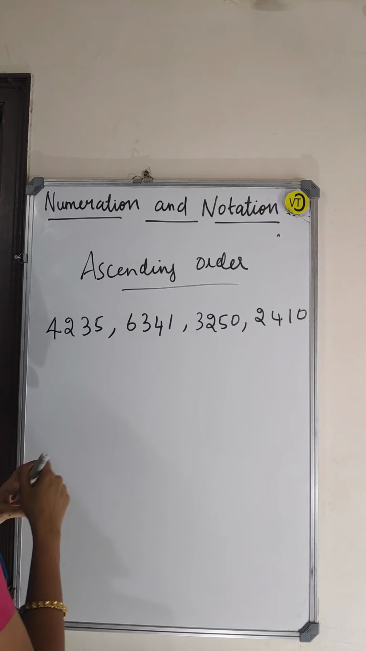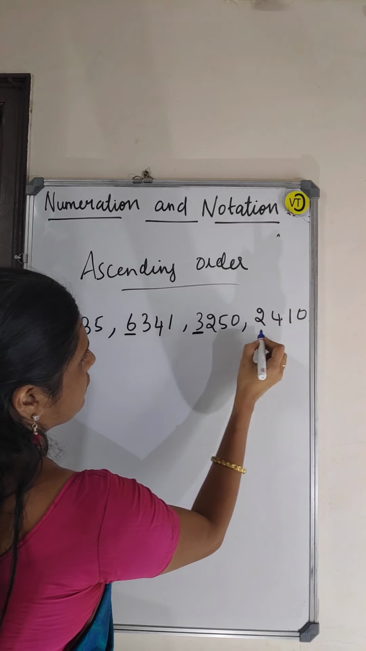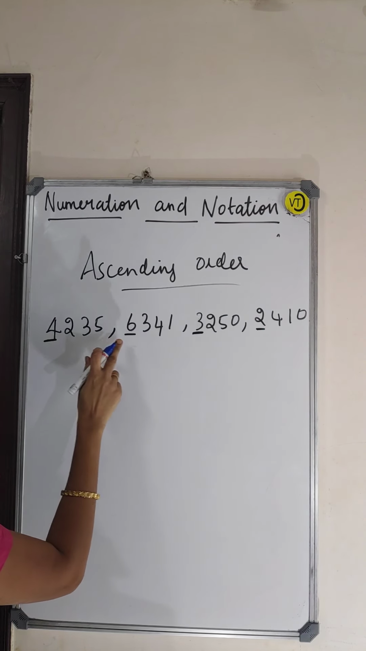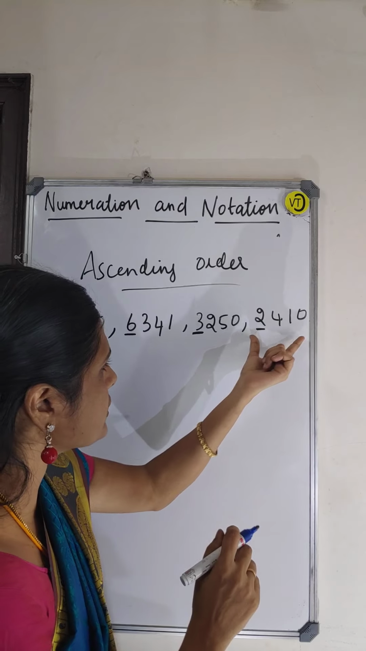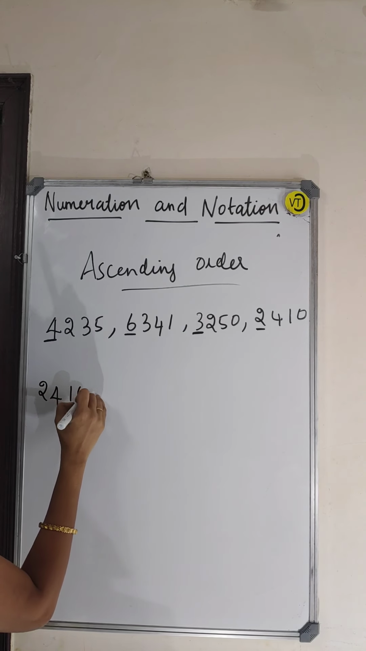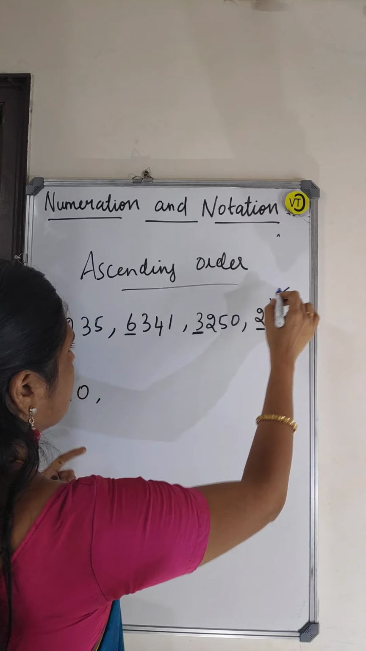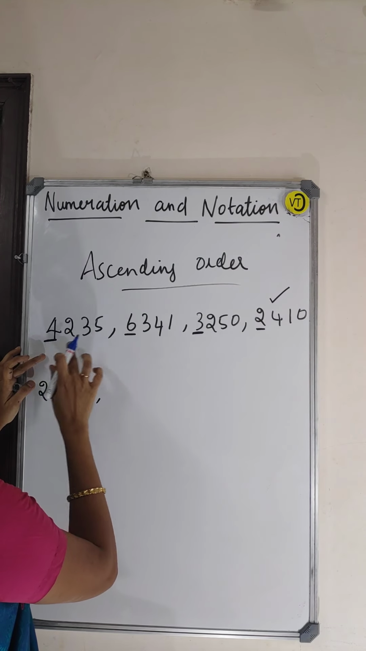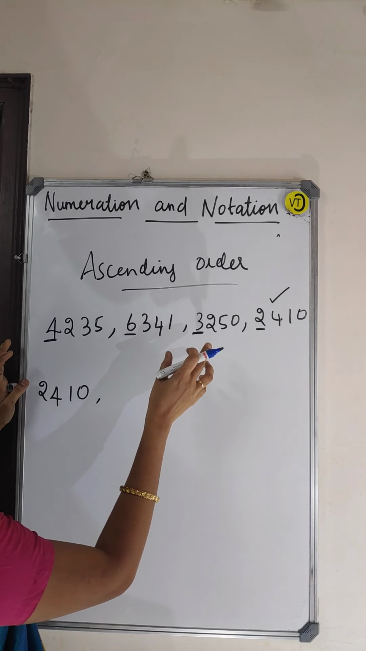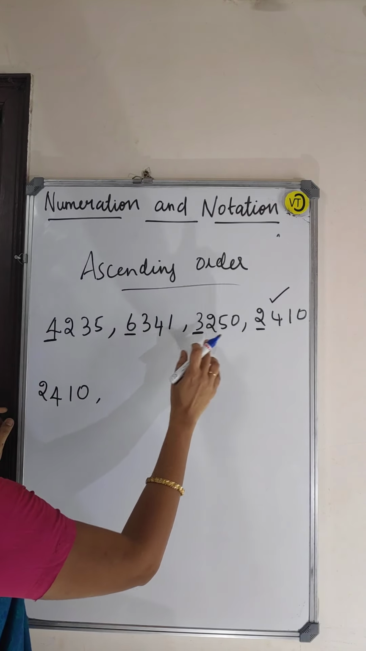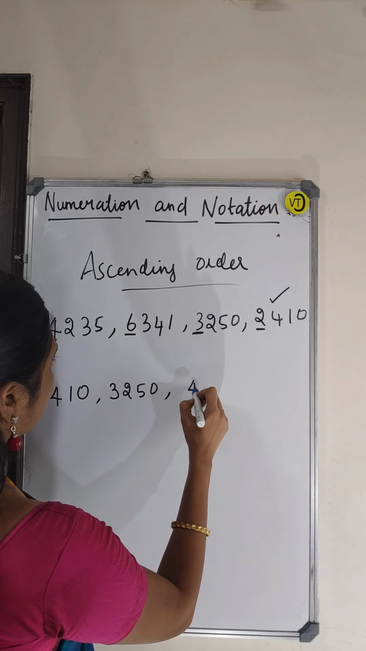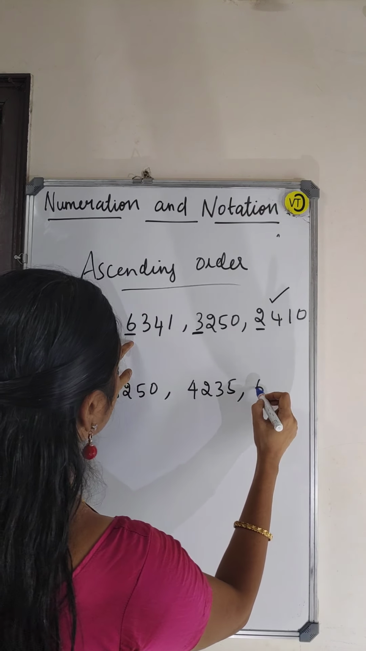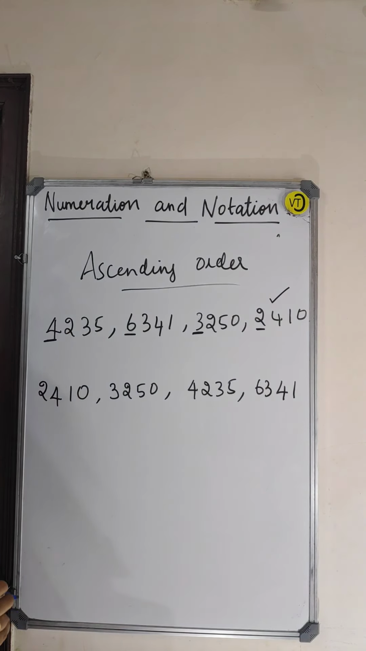Okay, fine. Then you have to check the first number of each. Here 4, here 6, here 3, here 2. So you have to go for the smaller number. So first you have to take this one, 2410. The first number I have written. Then these 3 numbers you have to check: 4, 6 and 3. Which one is bigger number? Smaller number here, because smaller to big I am writing. So this is the one, 3250. The next one is 4235. The last one is 6341. Ascending order this is. Okay.